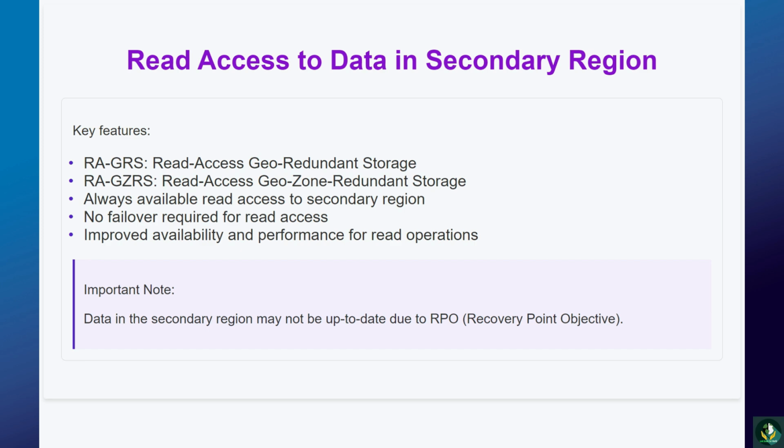1. RAGRS, Read Access Geo-Redundant Storage. Built on top of GRS, RAGRS allows read access to data in the secondary region without the need for failover.